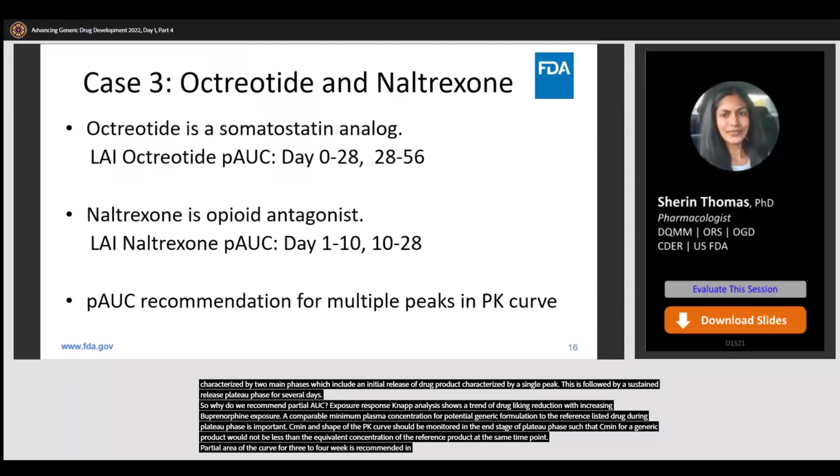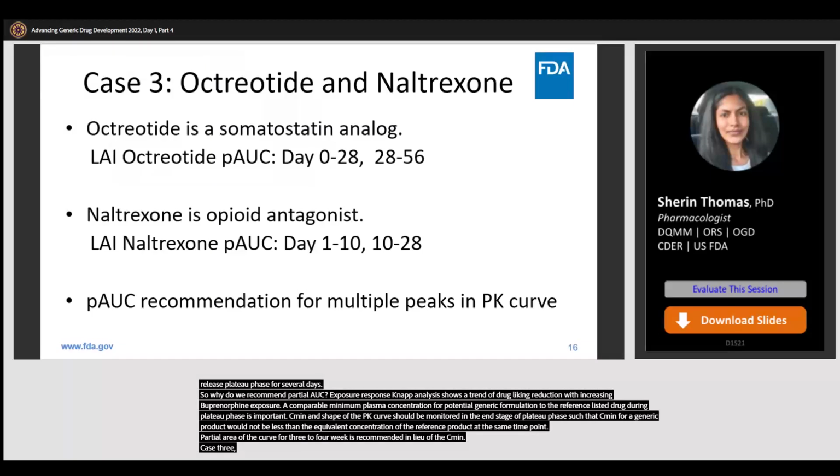Case 3, octreotide and naltrexone. Octreotide is a somatostatin analog, with a partial AUC recommendation of day 0 to 28 and 28 to 56. Naltrexone is an opioid antagonist with a partial AUC recommendation of day 1 to 10 and 10 to 28. Here the reason for the partial AUC recommendation is because of the multiple peaks in the PK profile.